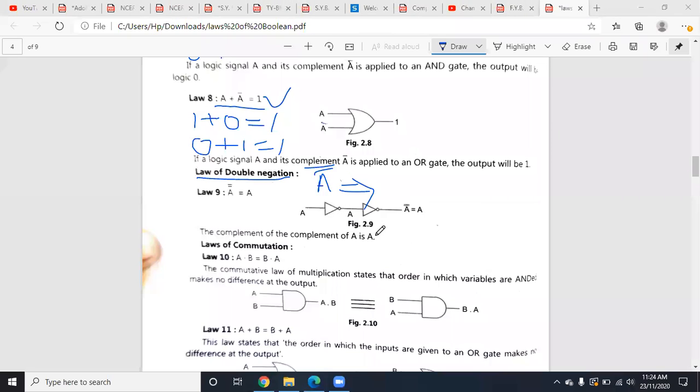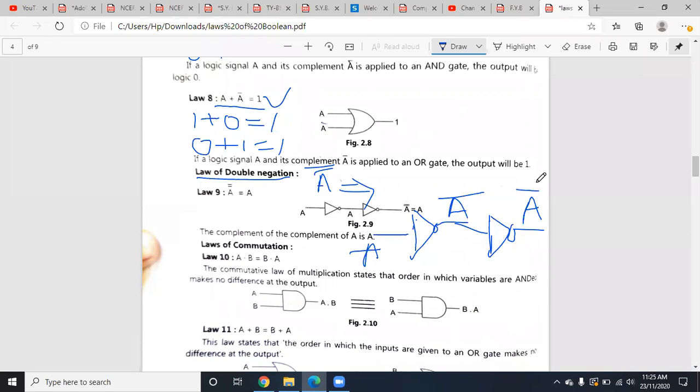First we have A bar. How to represent A bar? If I apply input A to a NOT gate, I get A bar here. But I don't want A bar, I want a double bar. So I will put another NOT gate here. What will be the output of this NOT gate? It will be A only. Because of this NOT gate, we have the double bar. A double bar is nothing but the original variable itself, A.